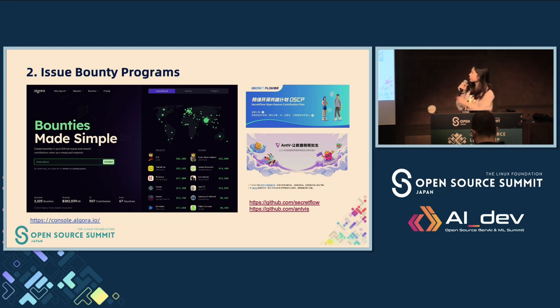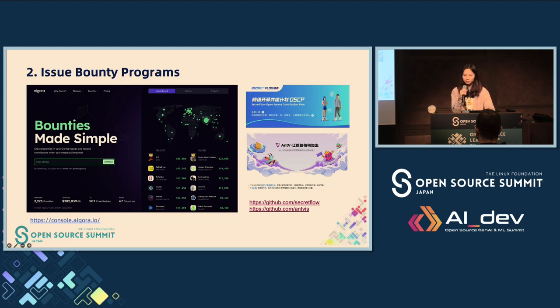The one is Secret Flow. It fits on the security perspective. And another project is EntV. It's a data visualization project. So these two projects, the language is in Chinese, so apologies that they might only offer limited useful information.